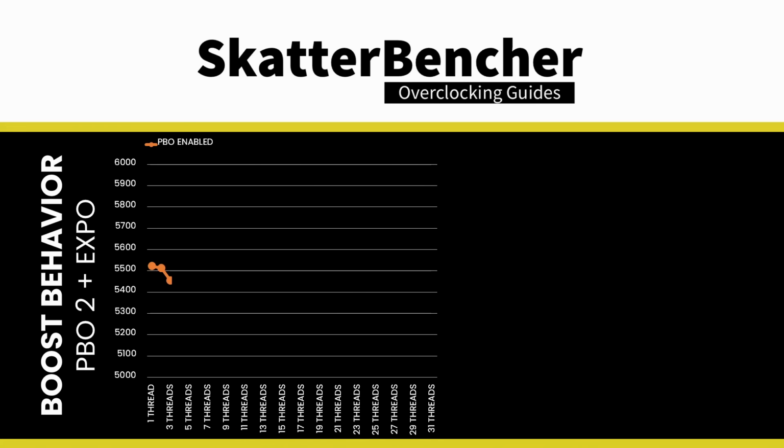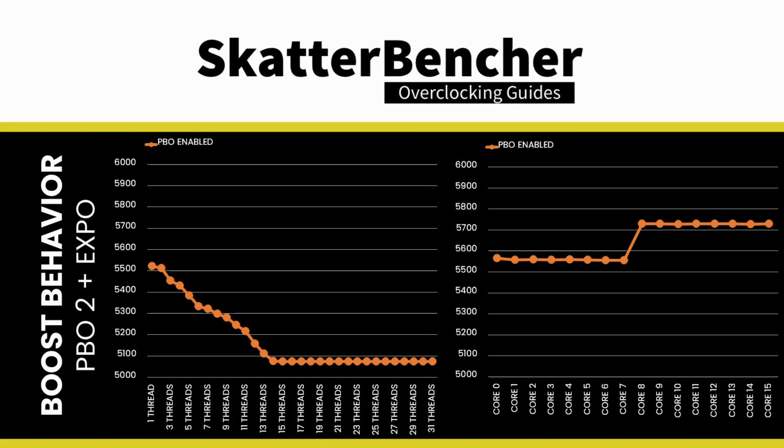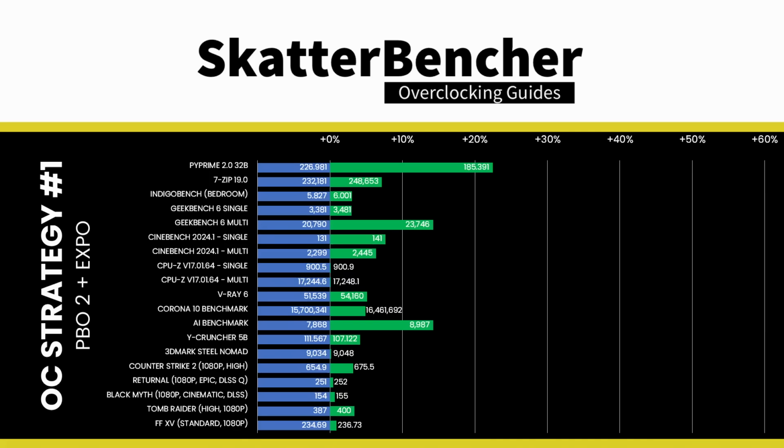The boost frequency at one active thread is about 5522 MHz, and the average boost frequency gradually trails off to 5074 MHz when all cores are active. In light single-threaded workloads, all cores in CCD0 can boost to over 5.55 GHz, and all cores in CCD1 boost to over 5.7 GHz. We reran the benchmarks and checked the performance increase compared to the default operation.